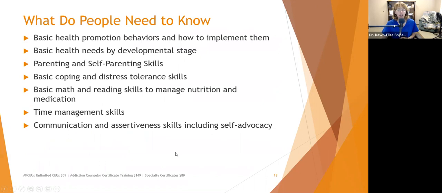What do people need to know? Well, they need to know basic health promotion behaviors and how to implement them. What do I do to stay healthy and prevent disease? They need to know basic health needs by developmental stage.